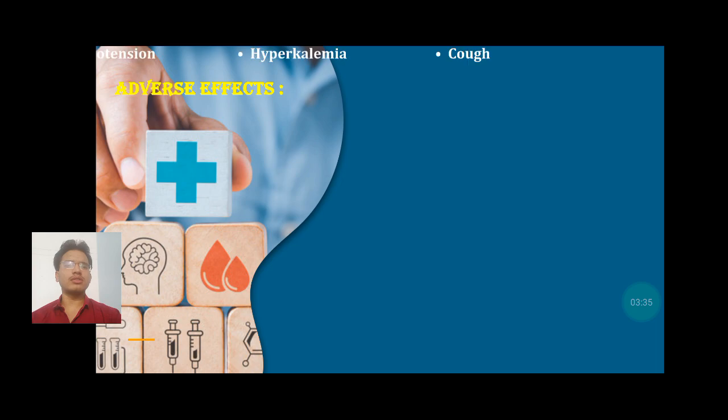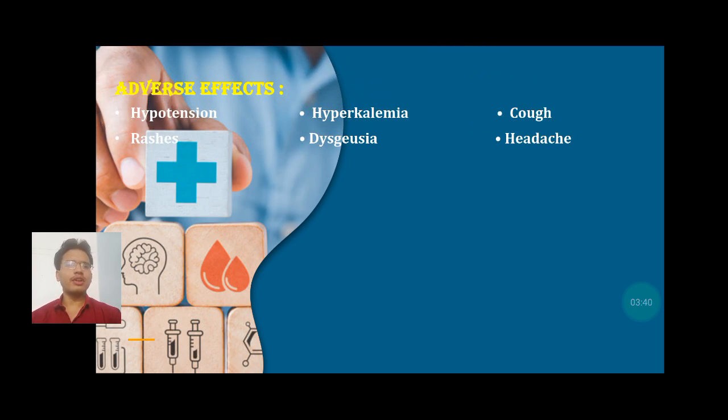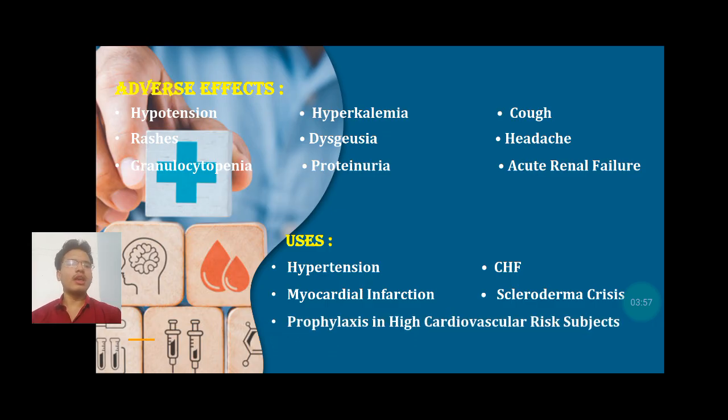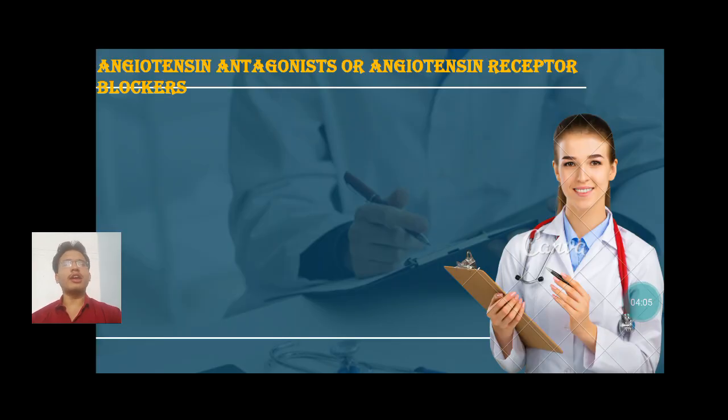What are the adverse effects? Let's see. Hypotension, hyperkalemia, cough, rashes, dysgeusia, headache, granulocytopenia, proteinuria, and acute renal failure. What are the uses? It's used in hypertension, CHF, myocardial infarction, scleroderma crisis, prophylaxis in high cardiovascular risk subjects, and diabetic nephropathy.